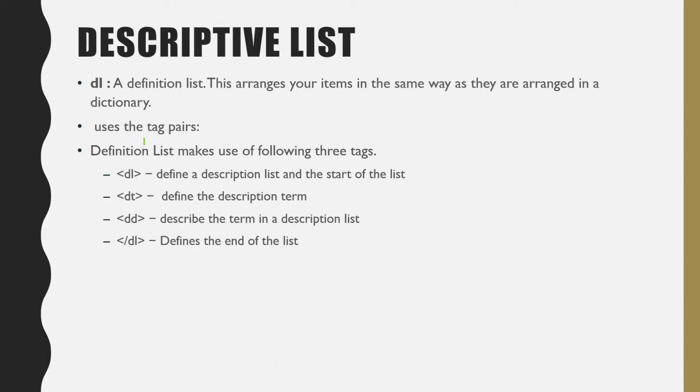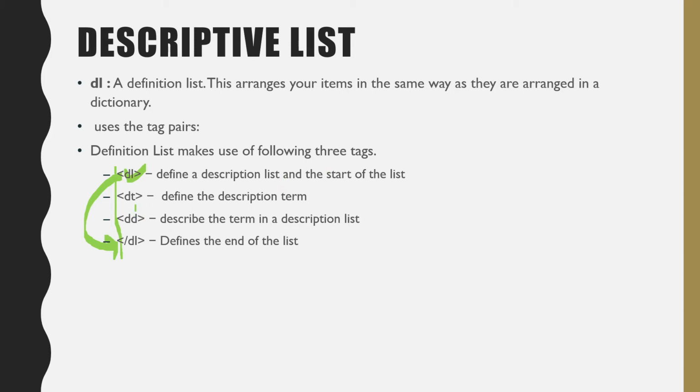Now the description list. It is used for defining definitions. It arranges the items as they are arranged in a dictionary. It uses this pair of tags, that is DL opening and DL closing. Closing specifies the end of the list, and opening DL specifies the start of the description list.